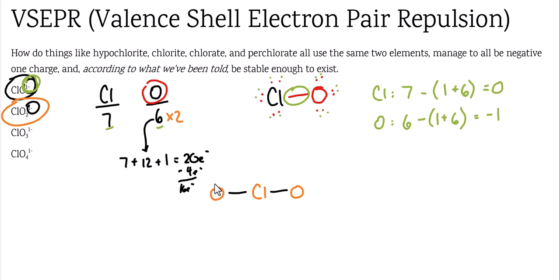1, 2, 3, 4, 5, 6. 1, 2, 3, 4, 5, 6. I've used up 12. Remember, I only want to hit that octet rule. So I've got 4 electrons left. I'm going to go ahead and, oops, that looks awfully close together. We're going to just make that one a little fatter looking. And go ahead and put the 4 other electrons on there, on the chlorine.